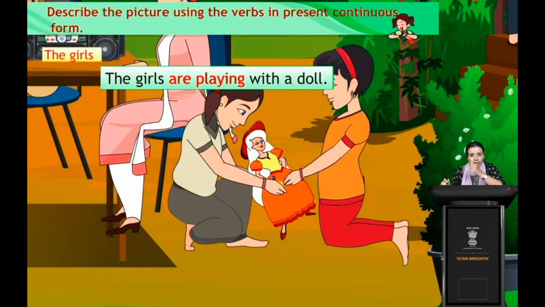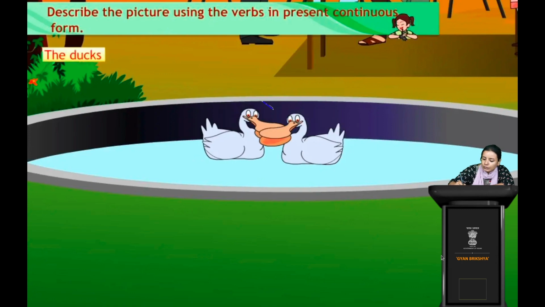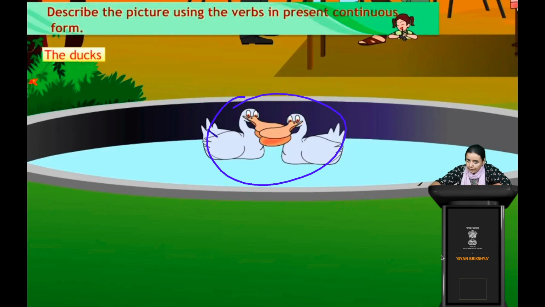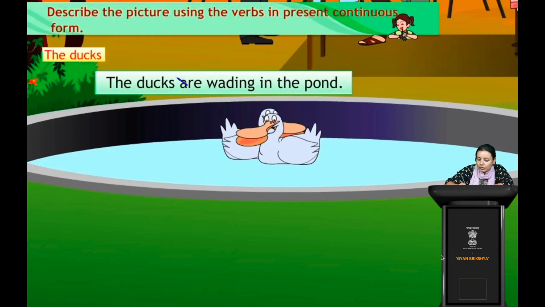So we have to check the subject, whether it's singular or plural, before applying any verb. Here also there are two quantities, that is ducks, not duck. So again, what will it be? Are, right? Not is. Let's see, the ducks are wading in the ponds. So we have used are because here it's written s. Here it's written s, which means it's plural in form. That's the reason we have written are.